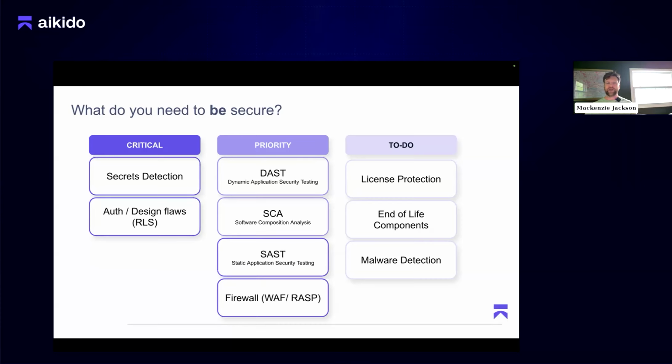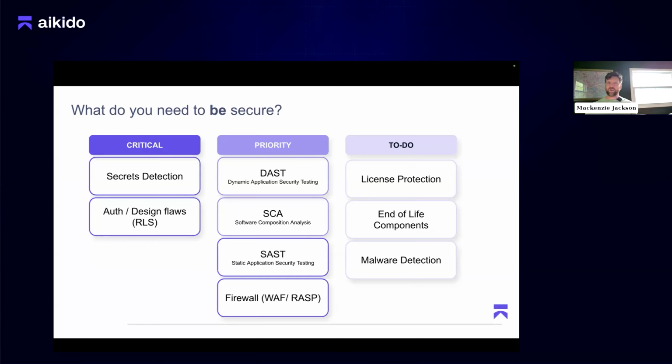learn more about. The two things that I'm going to spend the most amount of time on today are secrets detection and authentication and design flaws within your application. That second one is really going to be around something called RLS, which is row level security. I'm going to explain what that is. But that is essentially, in Lovable, the absolute pillar that's going to be holding up your site.